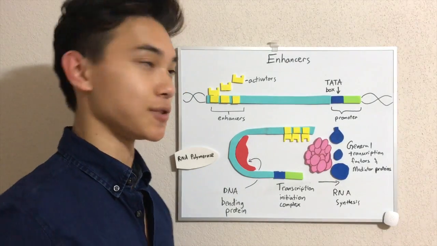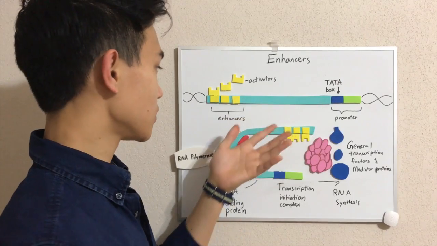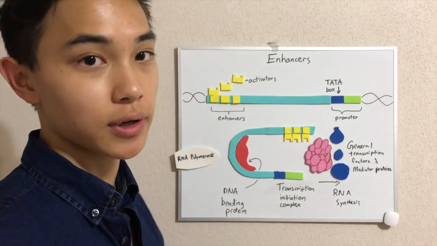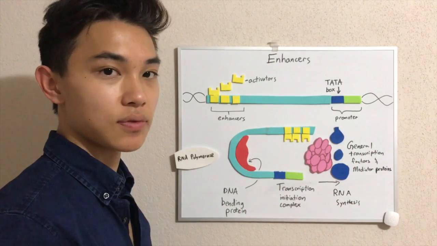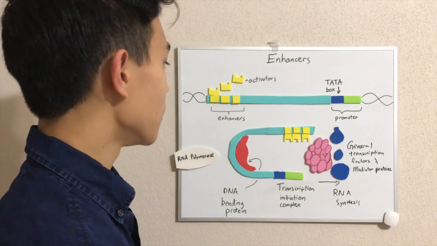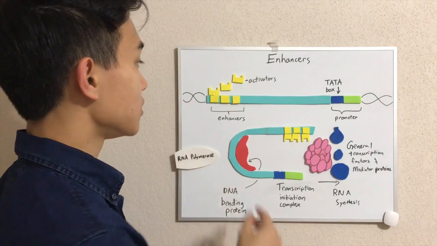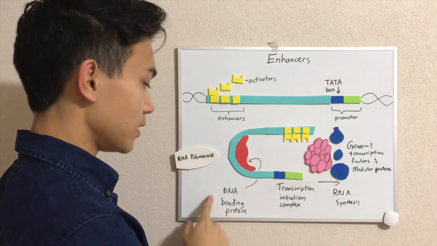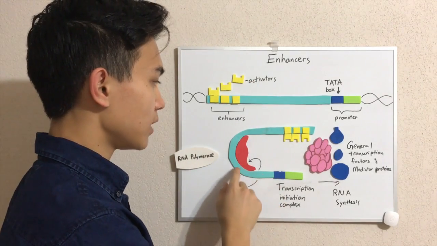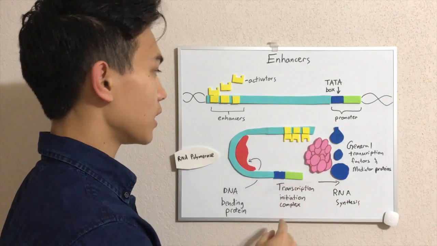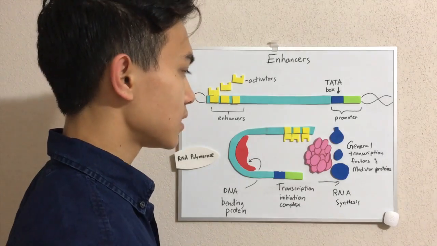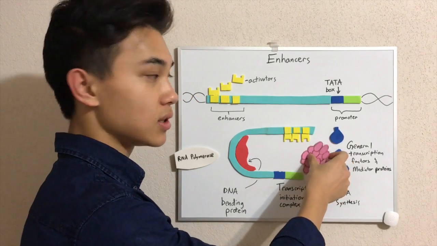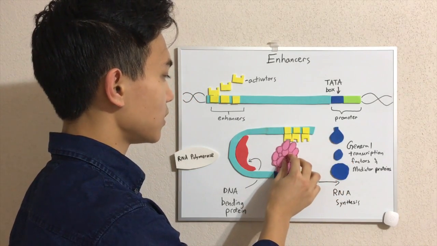So we're going to talk about enhancers. Enhancers are just distal control elements, or control elements that are far away from the promoter. Control elements may just be specific nucleotide sequences. What enhancers will do is bind to protein activators. And then a DNA bending protein will bend the DNA over so that the enhancers and the activators are closer to the promoter.